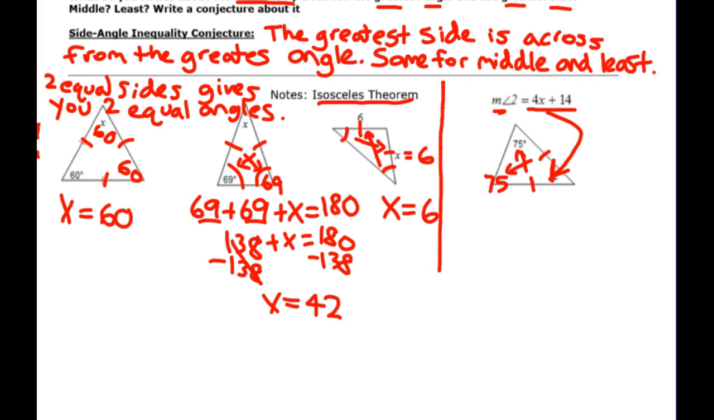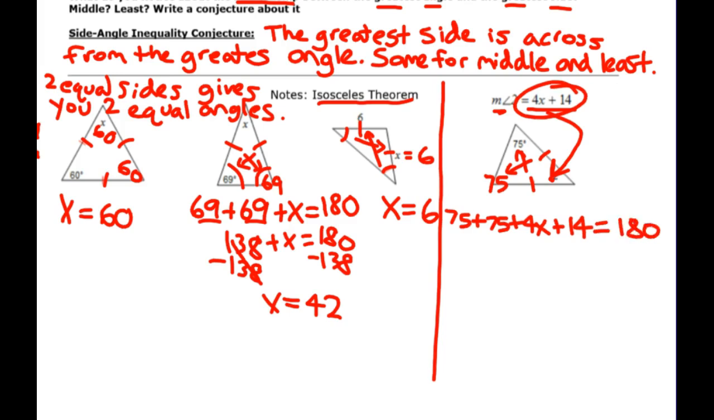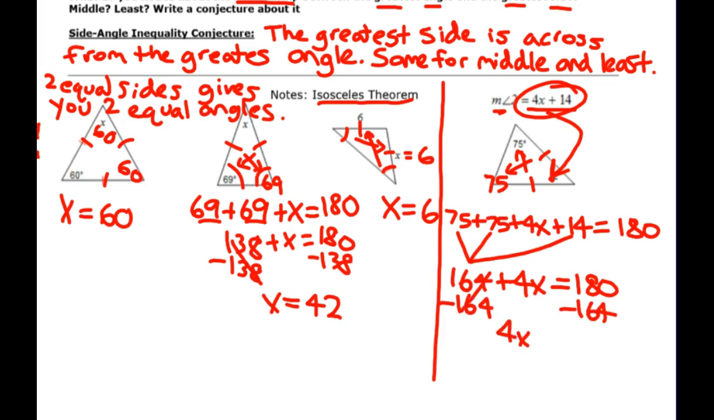So here's how you set this up. I'm going to have 75 plus 75 plus, and what's angle 2 supposed to be? 4x plus 14 equals 180. Okay? So it's kind of weird. That third angle, it tells me to put an expression there, but that's okay. So let's do that. 75 plus 75 plus 14 is 164 plus 4x equals 180. Get rid of the loner, minus 164, minus 164. 4x equals 16. Divide by 4. X equals 4. It's kind of fast, but that's stuff we've been doing before.